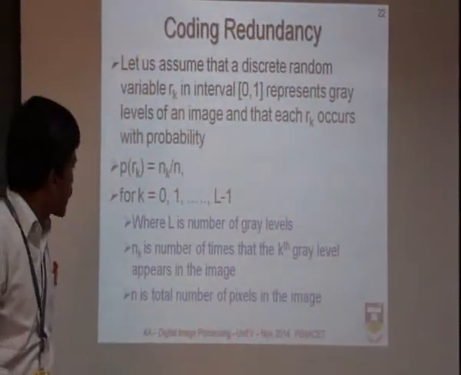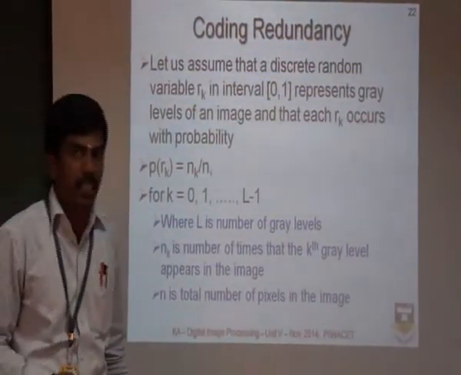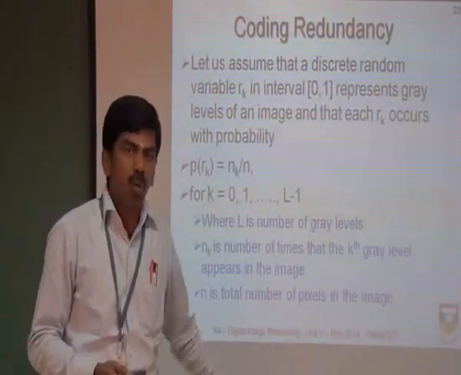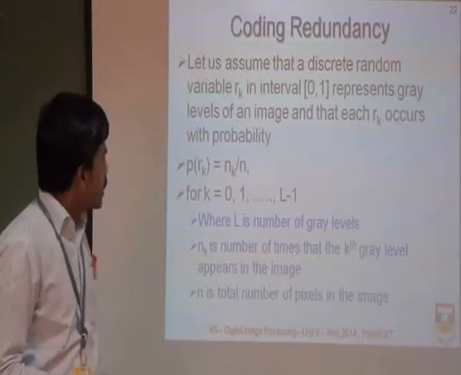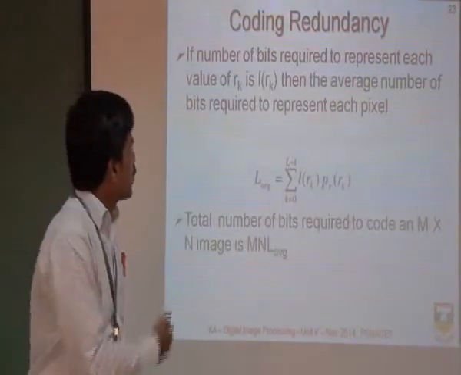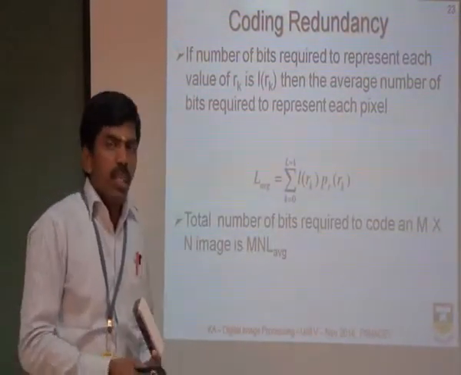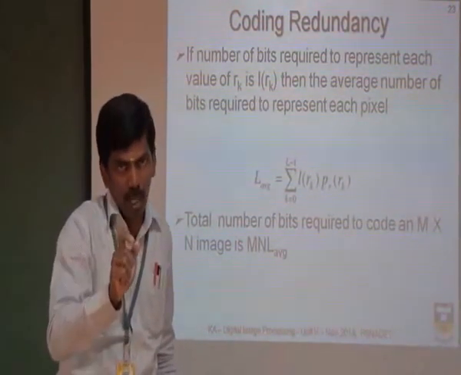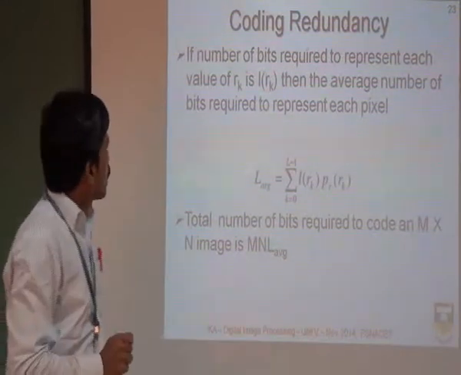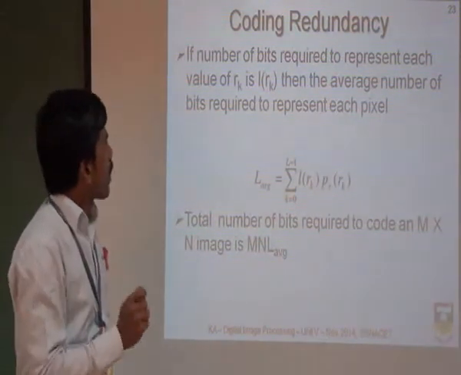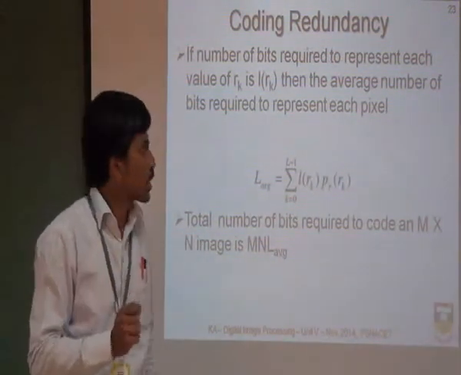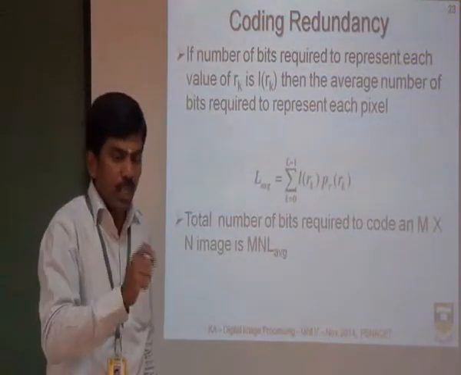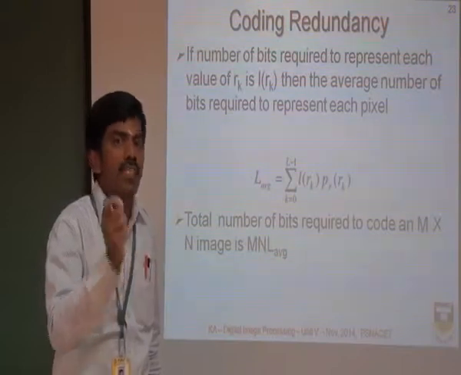Nk is the number of times the kth gray level occurs. For example, how many times 0 occurs in the image matrix, and similarly 1. N is the total number of pixels in the image. Now, what is the average number of bits required to represent the entire information? If the number of bits required to represent each value of Rk is L of Rk, how many bits on average are required for each pixel?